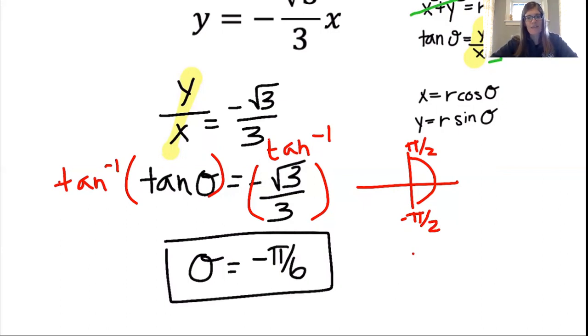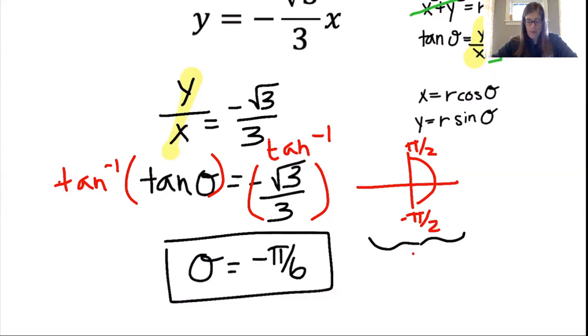Now, technically, there's infinitely many ways to write that polar equation because angles have coterminal angles. Like we could write that as theta equals 11 pi over 6, theta equals negative 13 pi over 6. But we should all come up with the same angle because we use inverse tangent rules. So we're answering from negative pi halves to positive pi halves.